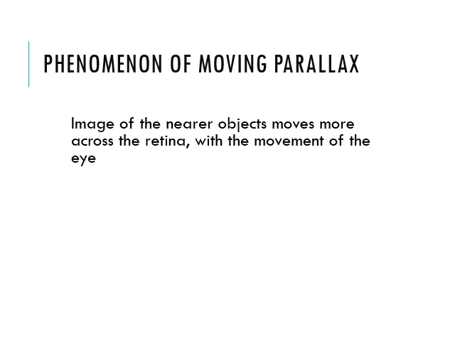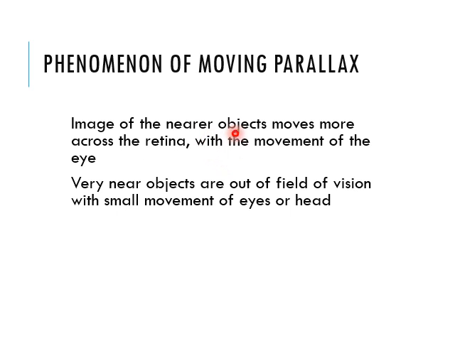Now, the phenomenon of moving parallax. Images of nearer objects move more across the retina with the movement of the eye. So the very near objects are out of the field of vision with small movements of the eyes or the head. The objects that are far away usually do not change. For example, you are looking at 2 objects, one is near and one is in your far field of vision, and you start moving your head or your eyes. So the nearer object would get blurred, but there would be no change in the far object which is in your field of vision.